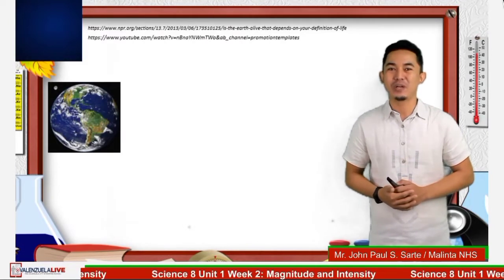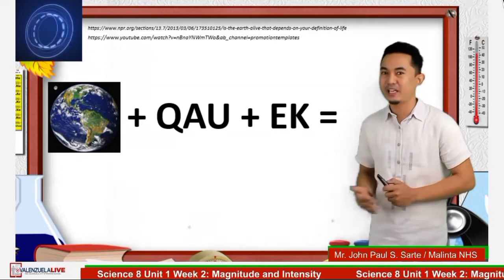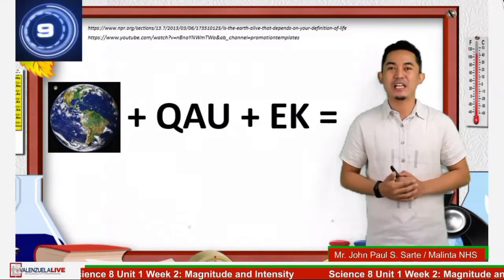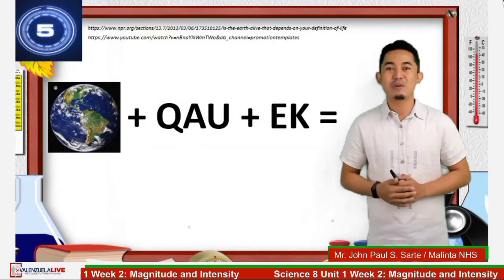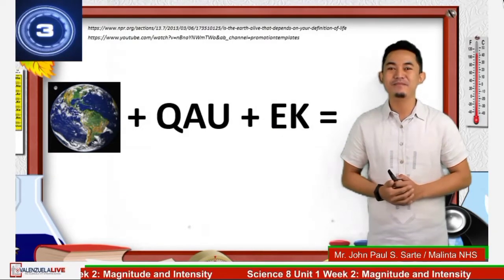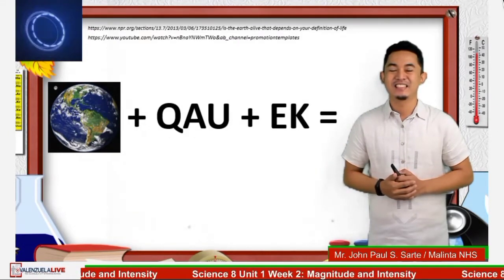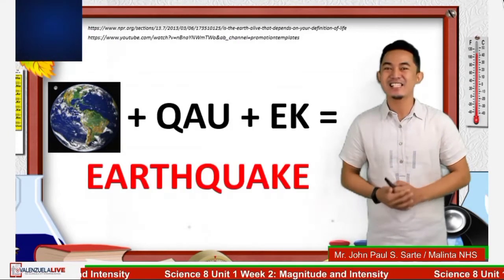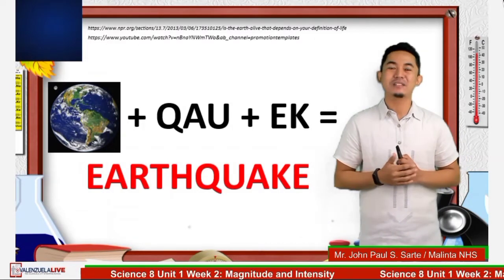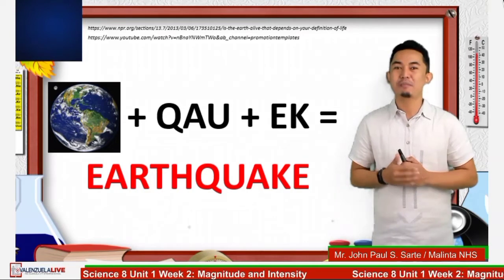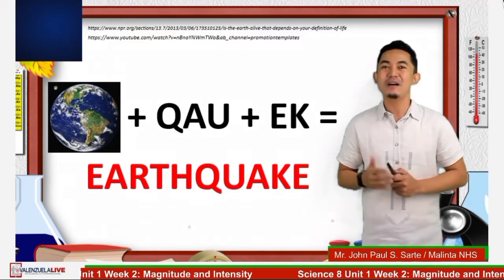For the first word is this. I have here a picture of Earth added to the jumbled letters such as Q, A, U, and E, K. So what's the word? Type now your answer on the comment section. Correct! It is earthquake. When we say earthquake, class, it has something to do with frequent earthquakes and volcanic eruptions.